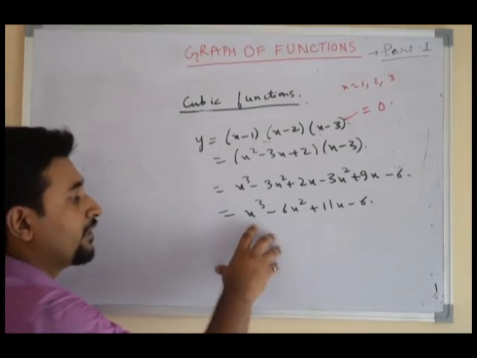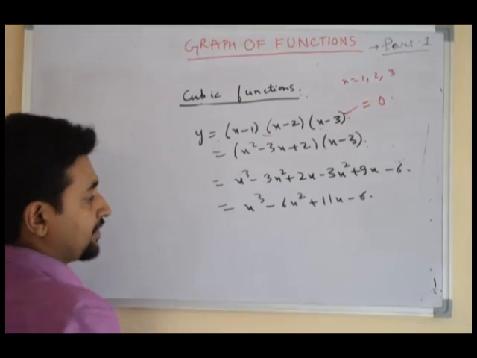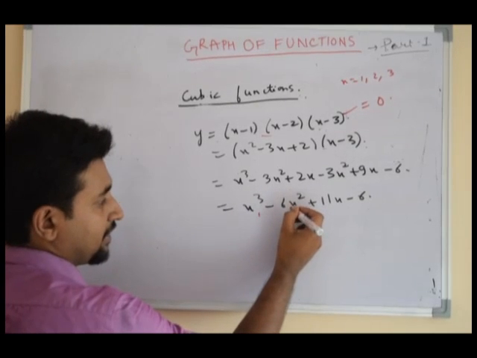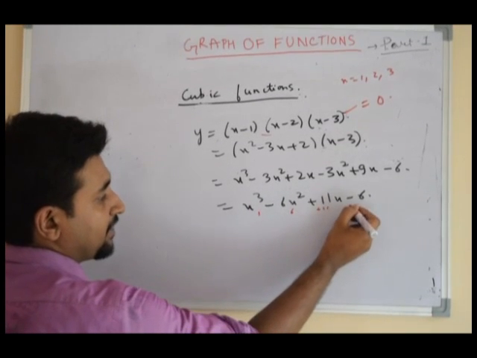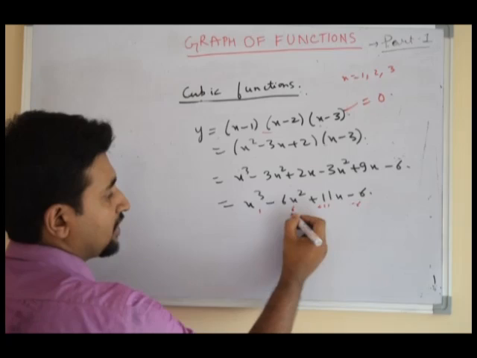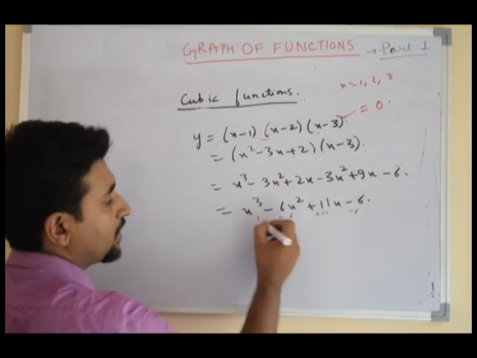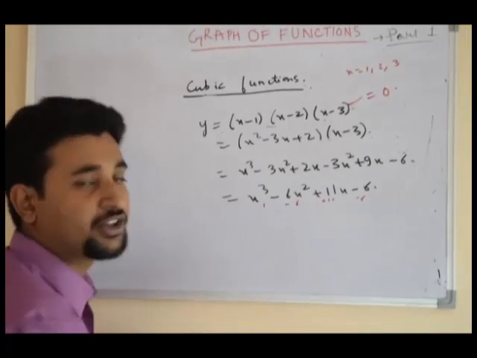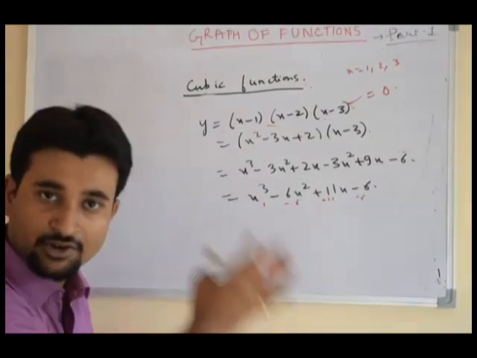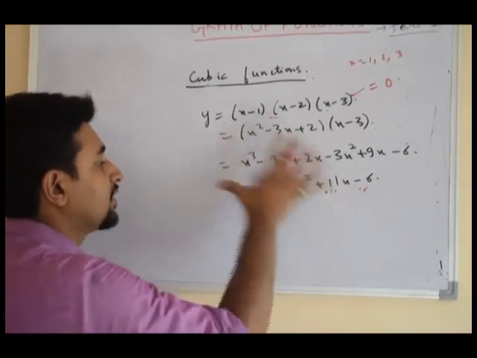So when you put x here, what do you get? Here 1, here 6, here plus 11, here minus 6. So 6 plus 6 is minus 6, minus 6 is minus 12, and 11 plus 1 is 12. So 12 minus 12 is 0. Okay. So x equal to 1, 2, 3 are the roots of this function.